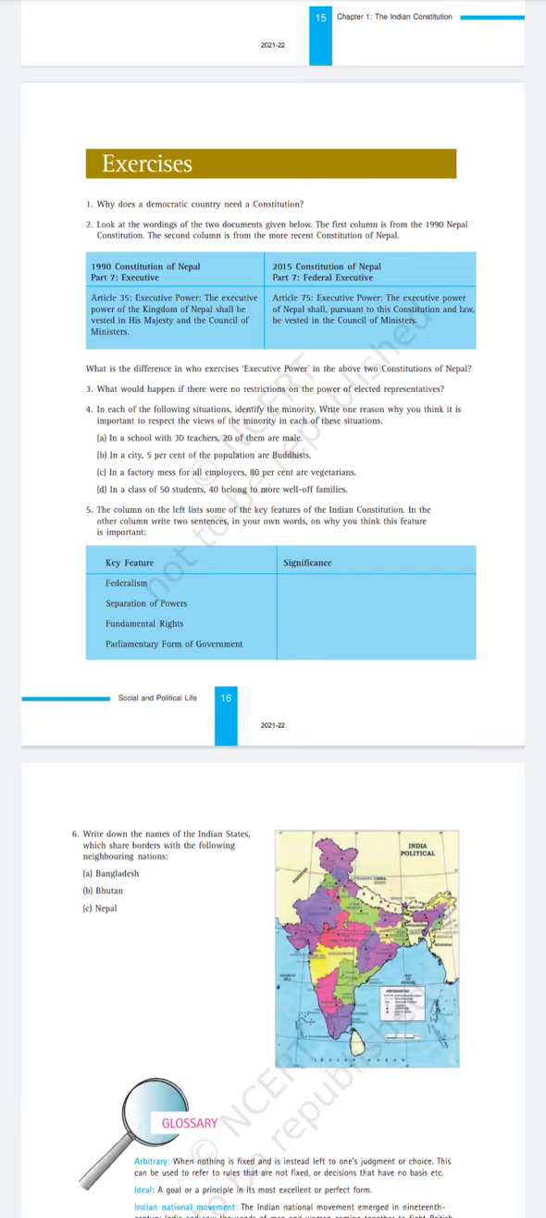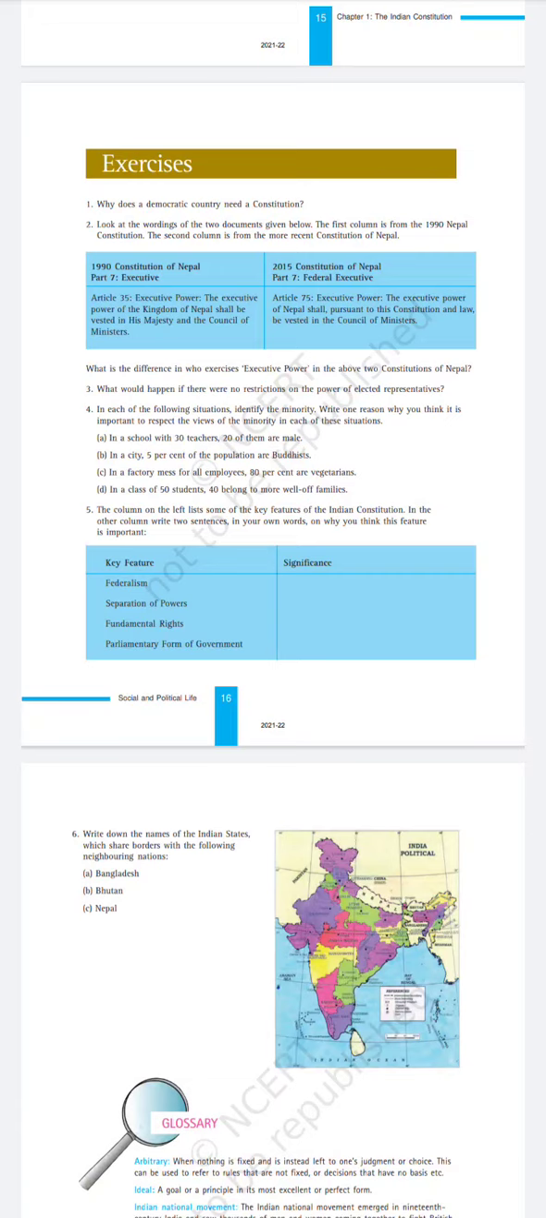What is the difference in who exercises executive power in the above two constitutions of Nepal? What would happen if there were no restrictions on the power of elected representatives? In each of the following situations, identify the minority. Write one reason why you think it is important to respect the views of the minority in each of these situations. In a school with 30 teachers, 20 of them are male. In a city, 5% of the population are Buddhists. In a factory mess for all employees, 80% are vegetarians. In a class of 50 students, 40 belong to more well-off families.